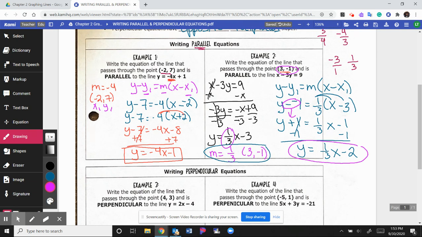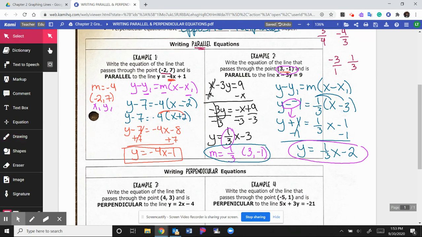And then when you go and distribute here, you get a -1. Subtracting 1 gives you your -2 here as your y-intercept. Okay, so go through and check your work there.